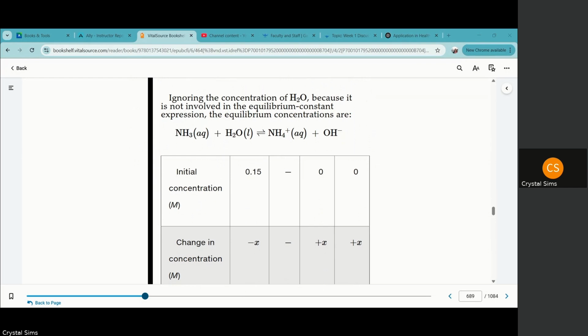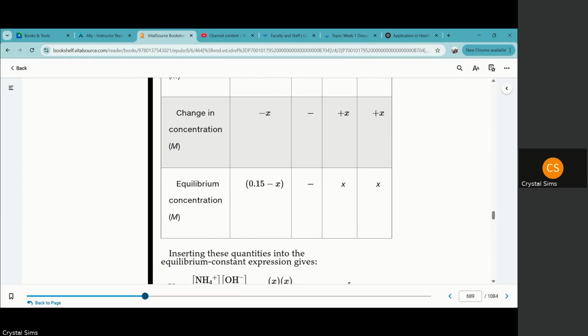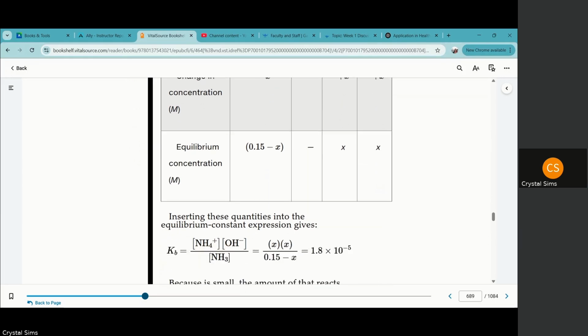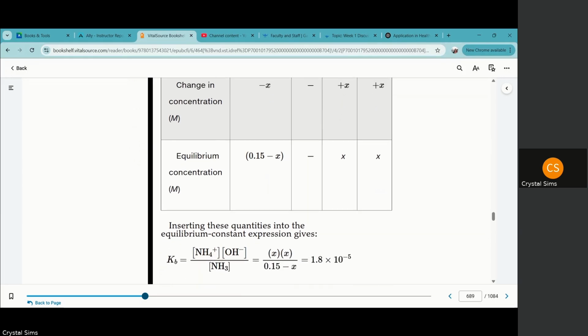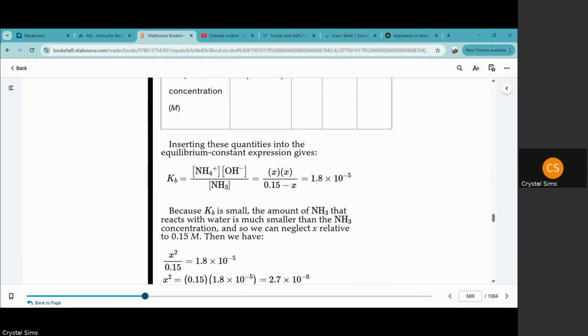So we have our initial concentrations, 0.15 molar for the ammonia, 0 for our 2 products. We know that they're going to change by a factor of X. And so here's our equilibrium concentration here. And when we plug that in, here is where we are: X times X over 0.15 minus X. And we already know our Kb value, 1.8 times 10 to the negative 5. Okay, so we set that up.